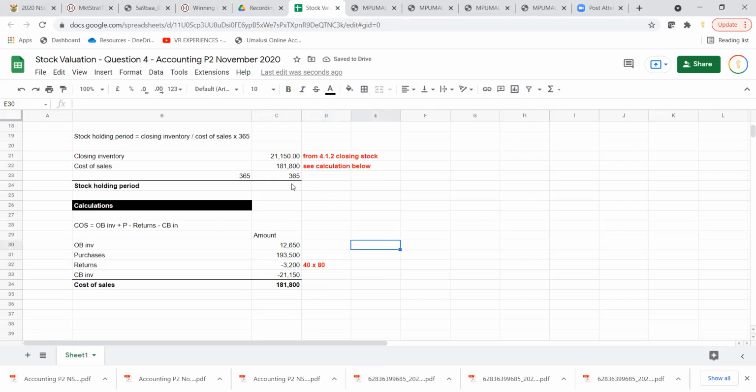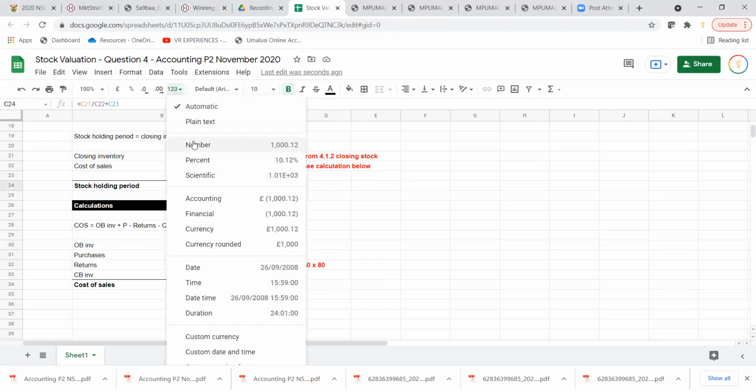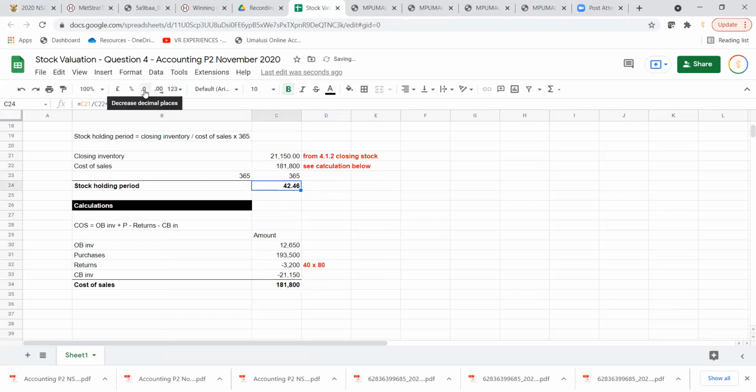Okay. So now we can do the calculation. Stock holding period, closing inventory divided by cost of sales multiplied by 365. So it's 42.46 days. Okay, so the stock holding period, 42.46 days. How do we calculate it? Closing inventory divided by cost of sales times 365.